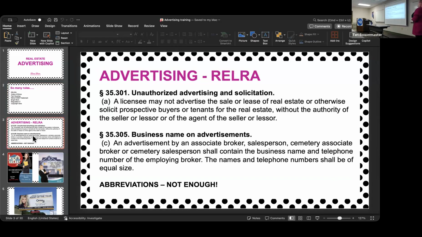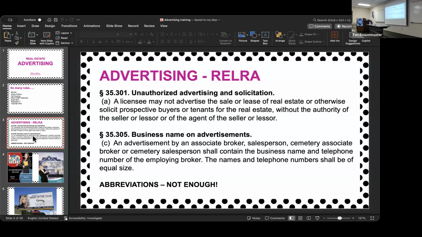So from RELRA, we got one of the basic ones here, the business name on advertisements. We know we have to have the brokerage name and telephone number on all advertisements, okay? Even if your name does not appear, your name does not have to appear. The agent's name does not have to be there. Broker name and phone number, okay?